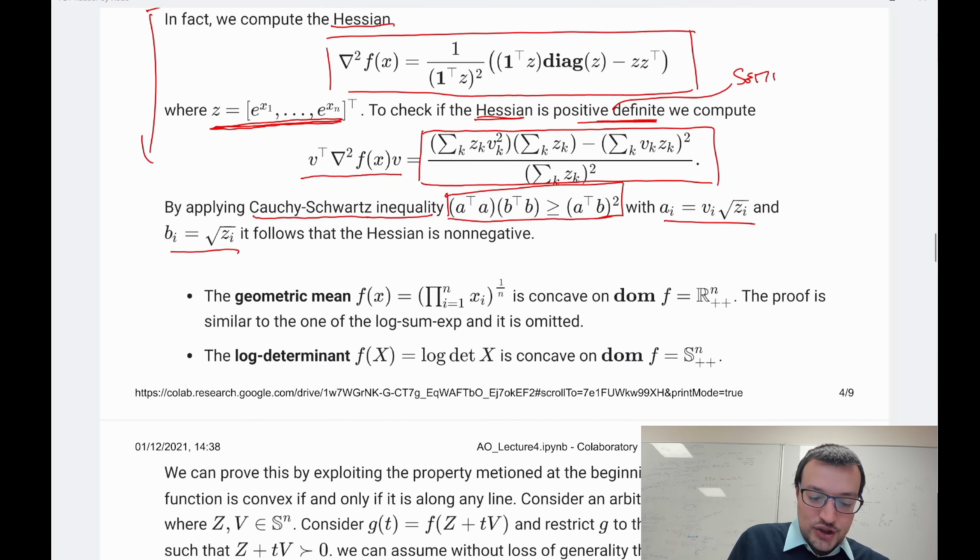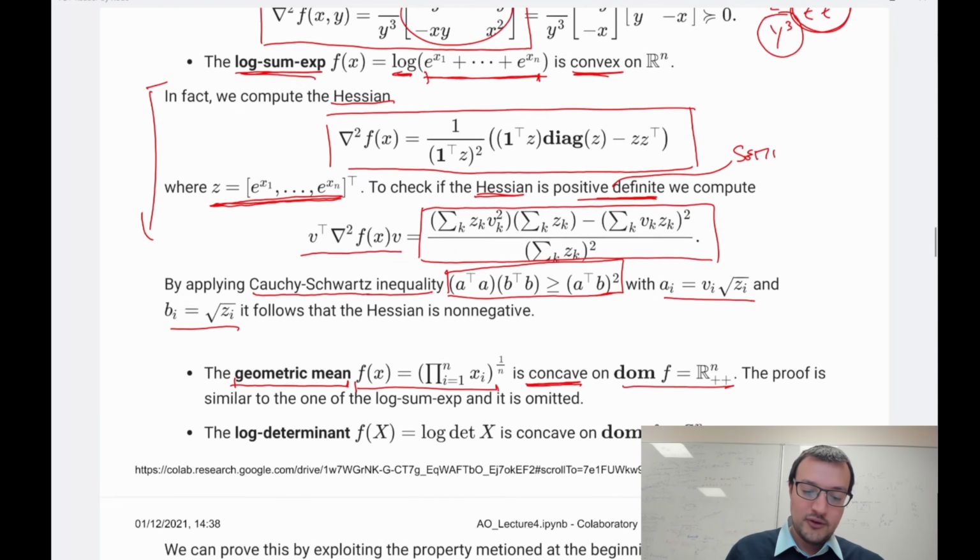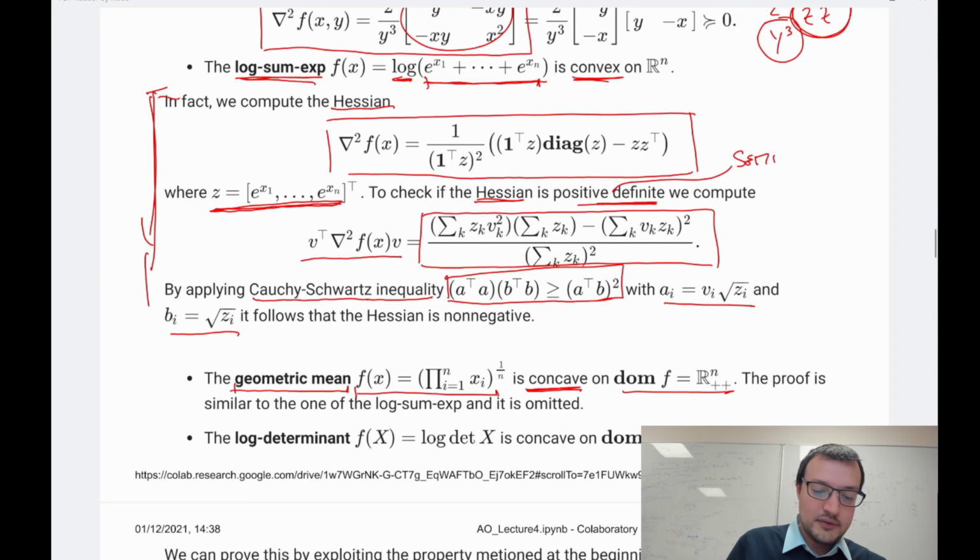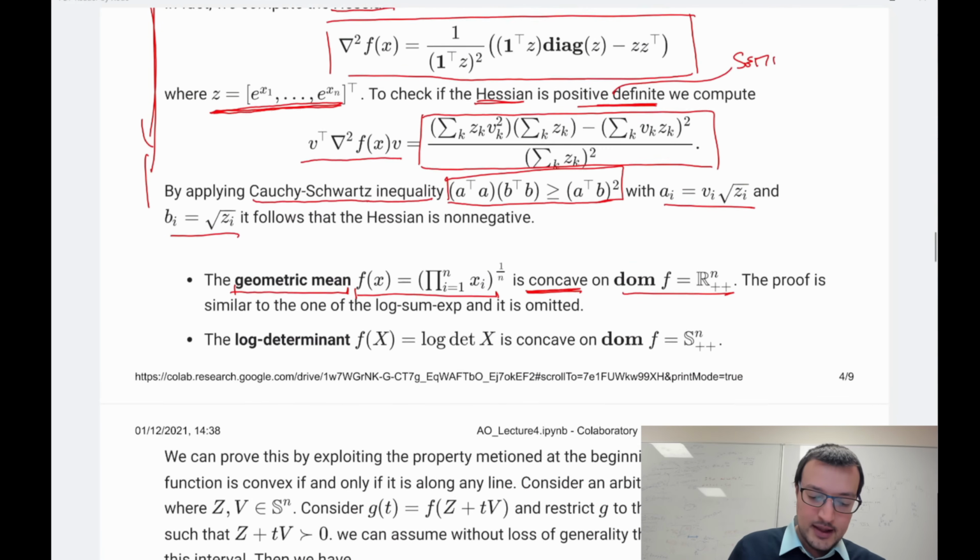Another example is the geometric mean, which is defined in the following way. It is the n-th root of the product from i to n of x_i, and it's a concave function on the domain, which is R++. The proof follows the same steps as the proof of the Log-Sum-Exp, so I skip it, and you can do it as an exercise. You compute the Hessian, and you want to show that the concavity condition is satisfied.